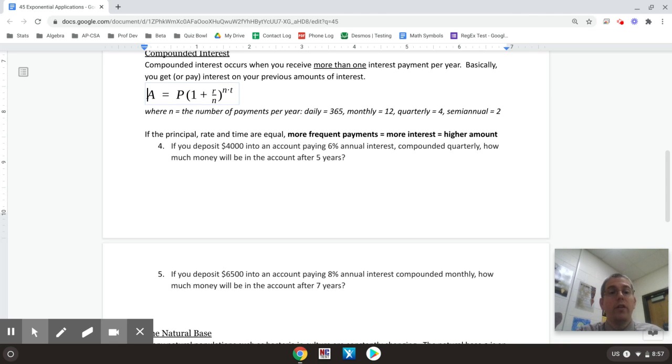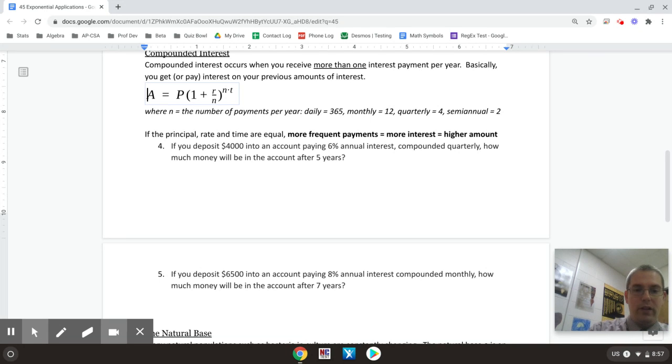Okay, now we're going to look at some problems involving compounded interest. You can see the formula has an extra variable in it, this n. All the other variables are the same: P is still principal, r is still your rate as a decimal, and t is still your length of time, usually in years unless it says otherwise. But n is the number of payments you receive per year. Basically, in compounded interest, you're going to get interest on your interest.